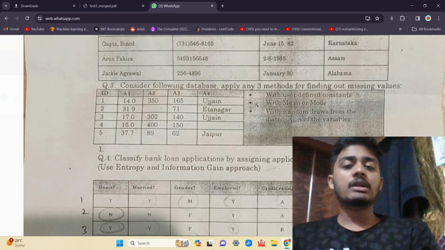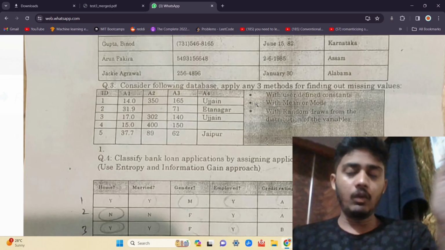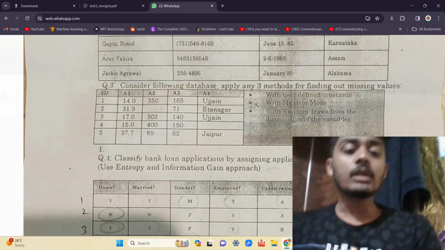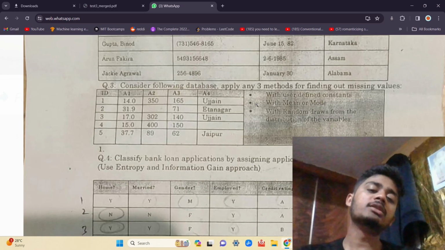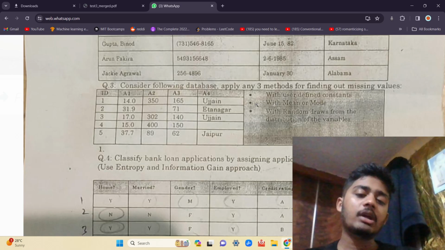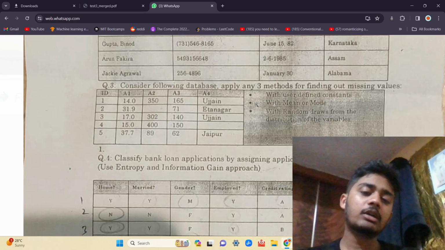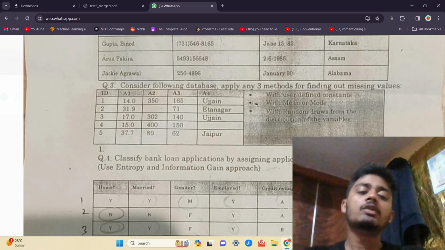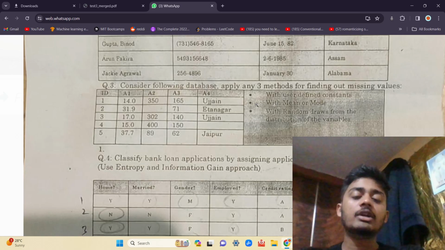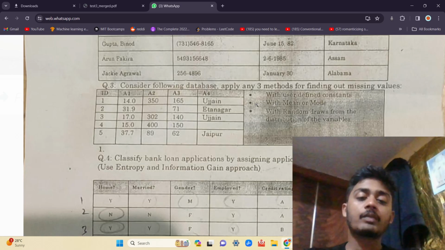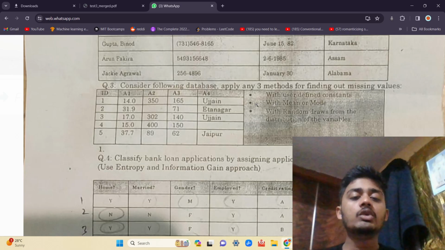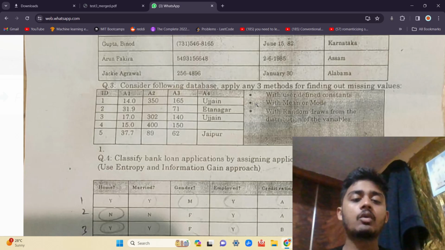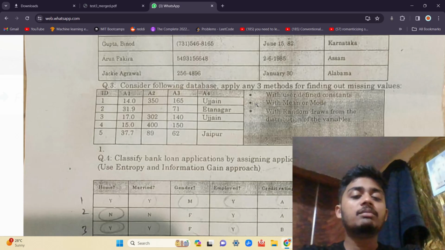In this way we can fill up these missing values with our own defined constants. So this method is known as user defined constants. Now the second one is with the help of mean or mode. For example, here you can see Ujjain, Itanagar, Ujjain, dash and Jaipur. Here Ujjain comes 2 times, so the mode is Ujjain. So we will fill this missing value with Ujjain. Coming towards A2, we can find the mean value for the whole A2 data and then place it in the missing values. So this method is known as using mean or mode values.